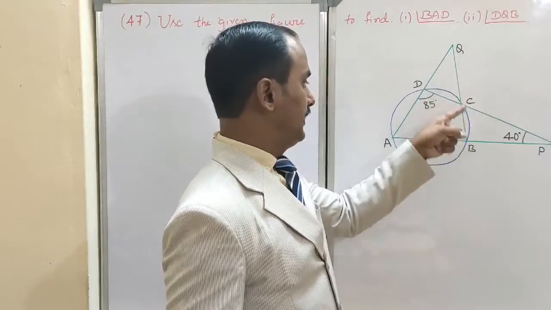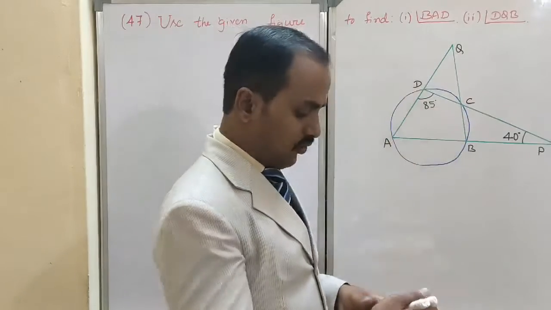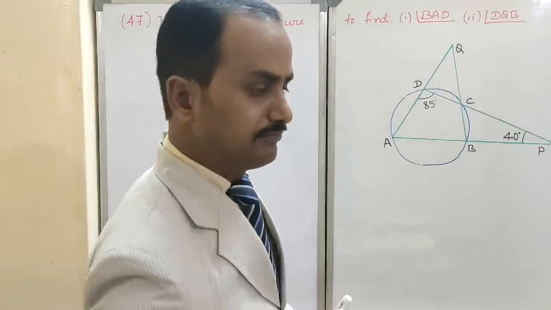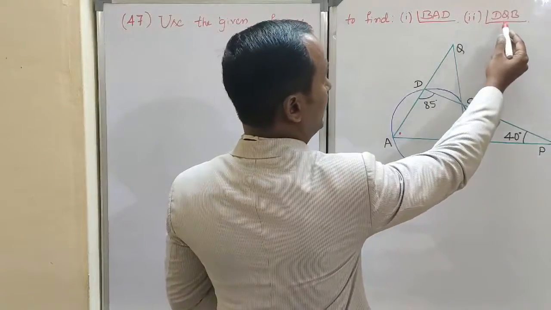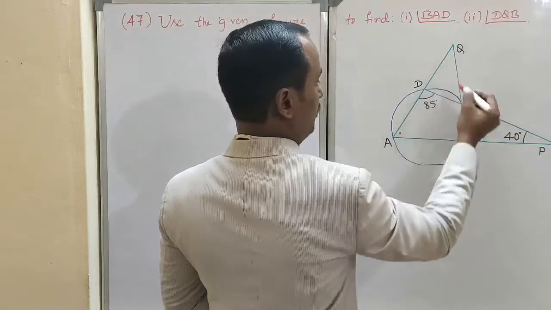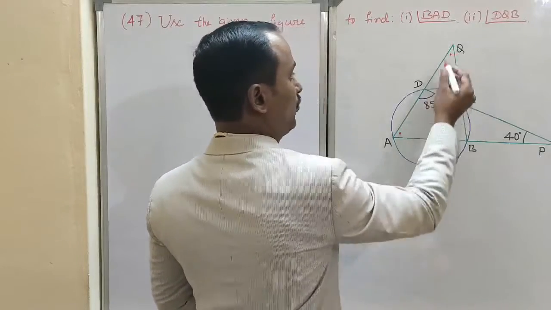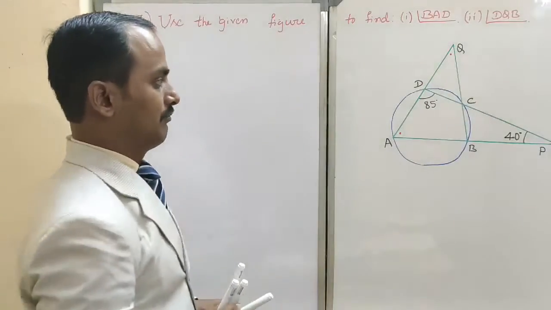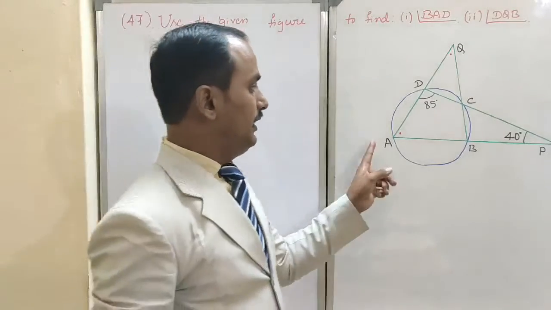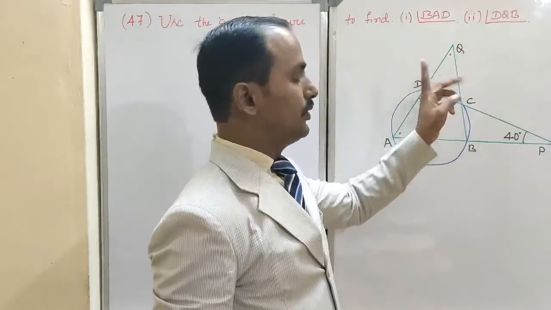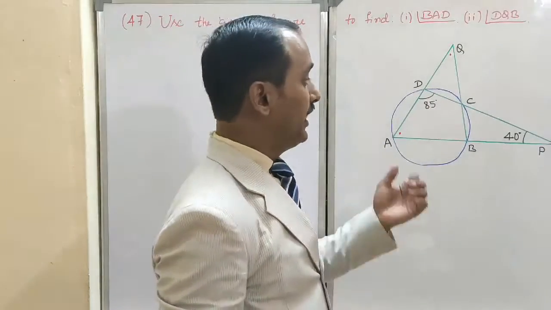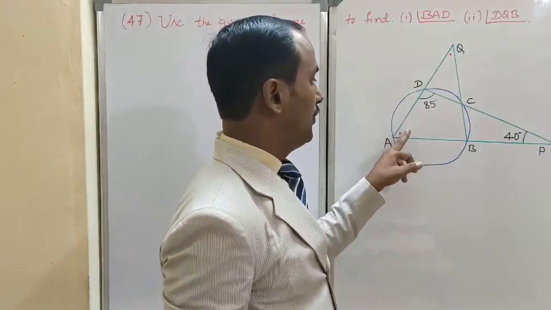Angle BAD, this angle is one. And one more angle, DQB, this angle. How to find these two angles, dear children? You are already thinking, in triangle ABQ, angle A we don't know, angle B we don't know, angle Q we don't know. How can I find them? By using the diagram, I am going to find these two angles.